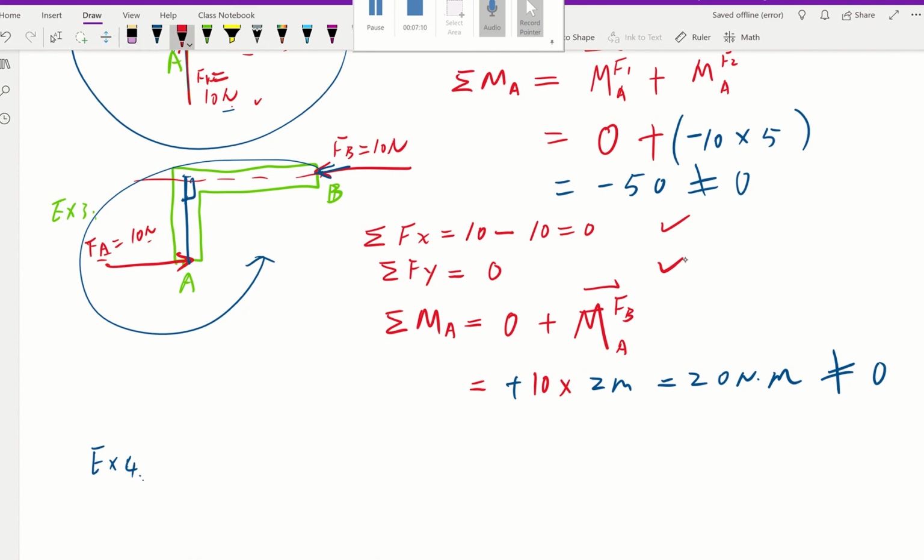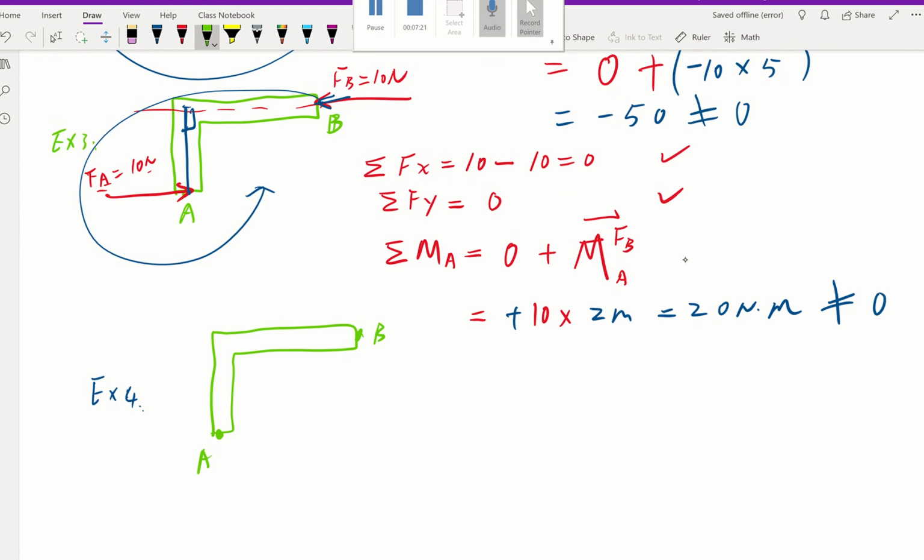So now let's go ahead and correct that. We have this L shape. One force is pointed at A, one is at point B. Not only equal but opposite, they have to be collinear. So how about we just connect the line between A and B? Then we got our answer.